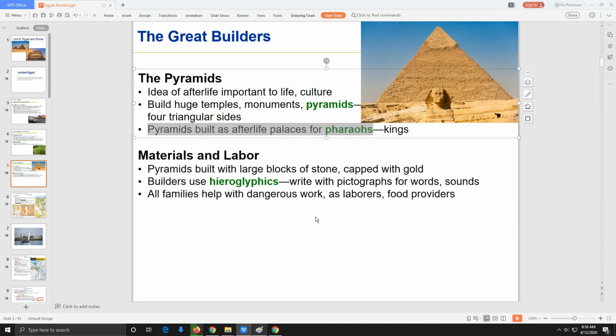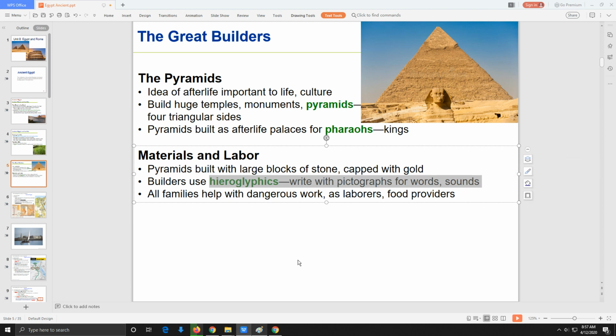Now, inside the pyramids, there was usually a lot of use of hieroglyphics. Let's go ahead and make it two. We're going to write down hieroglyphics, write with pictograms for words, sounds. So, two, hieroglyphics equal sign, write with pictographs for words and sounds.